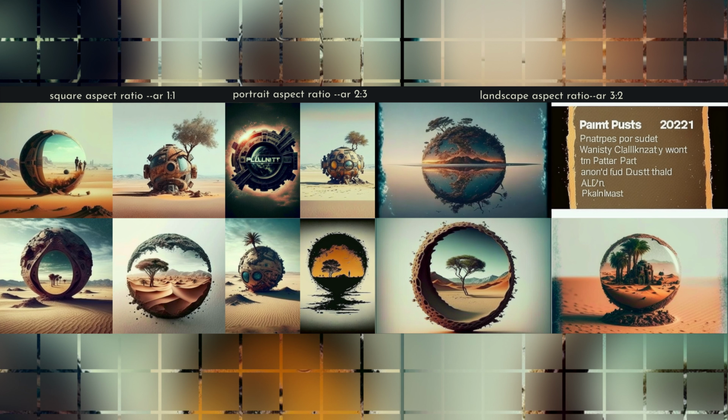So favorite point goes to square aspect ratio that has the most upscale worthy images, even though they're not planets. Okay, the images are of spherical objects on a desert planet, I guess.